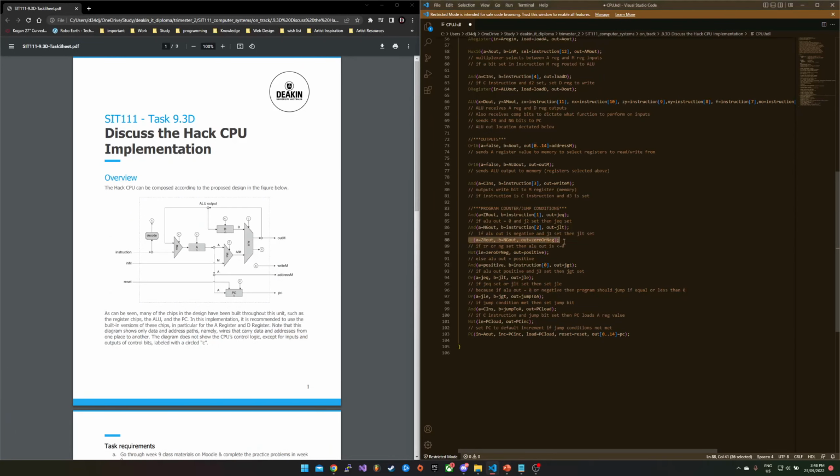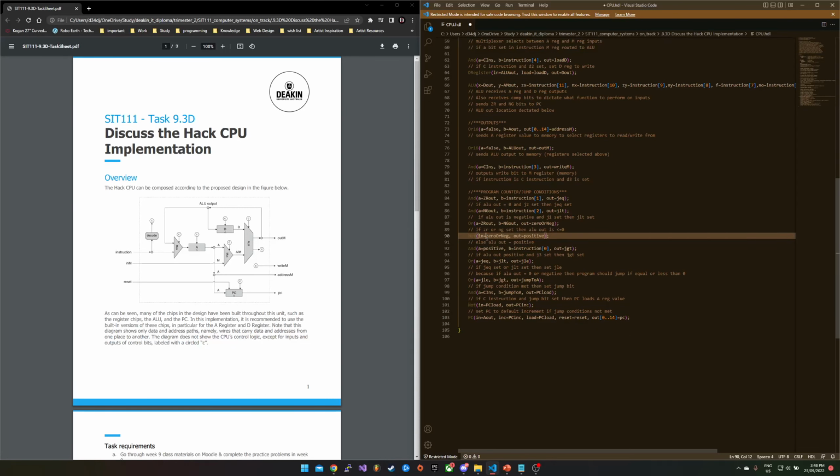Now I've got an OR gate here, which checks if the ALU output is 0 or if it's negative, and then sets this variable here, 0 or negative, to 1. If that bit is not set, this flips it to create a positive bit, which will be 1 if the value is positive. Otherwise, it's going to be 1 if it is 0 or negative.